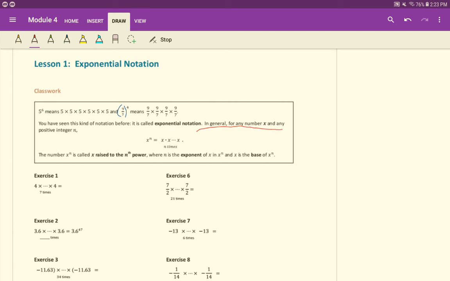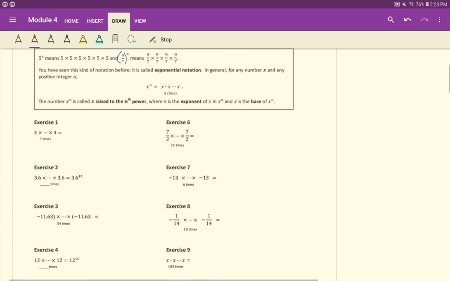In general, for any number x and any positive integer n, x to the n power is x times x times x, and so on, x times x, n times. The number x to the n is called x raised to the nth power, where n is the exponent of x in x to the n, right? And x is the base of x to the n. All right, so let's take a look at these here.